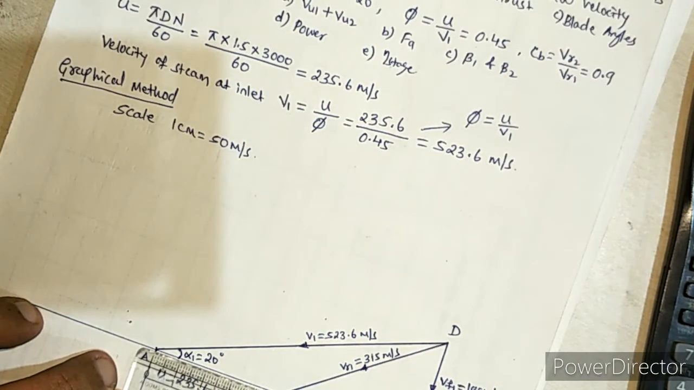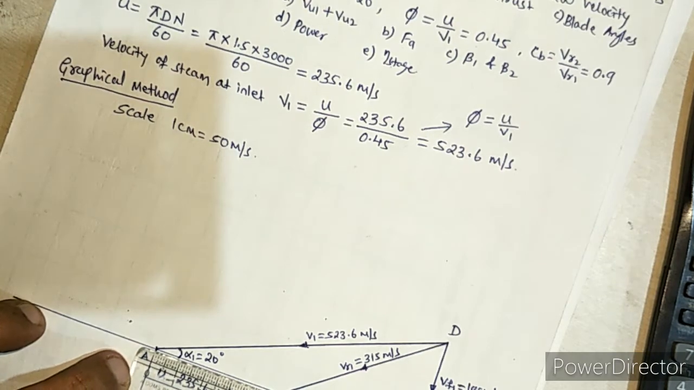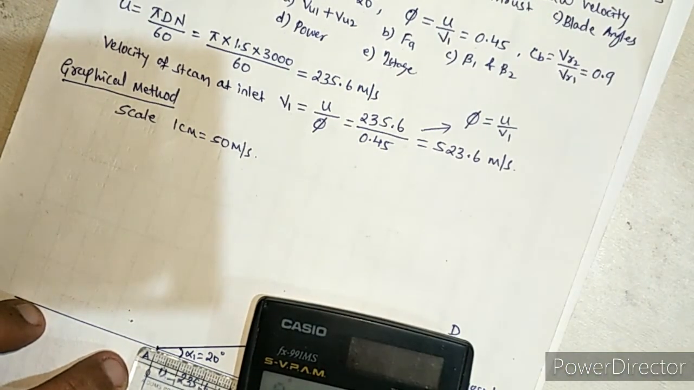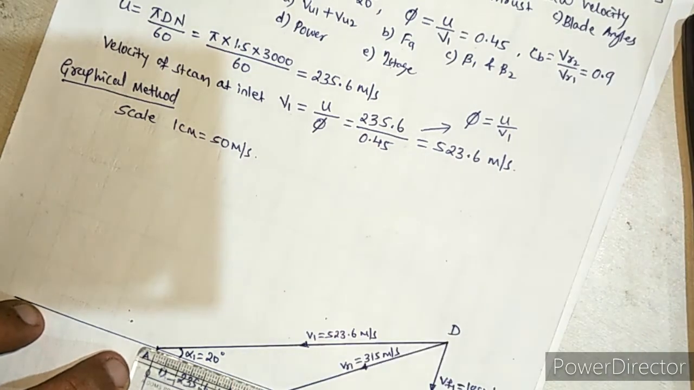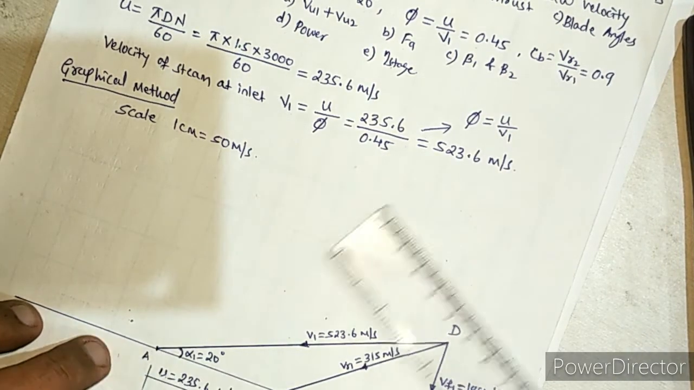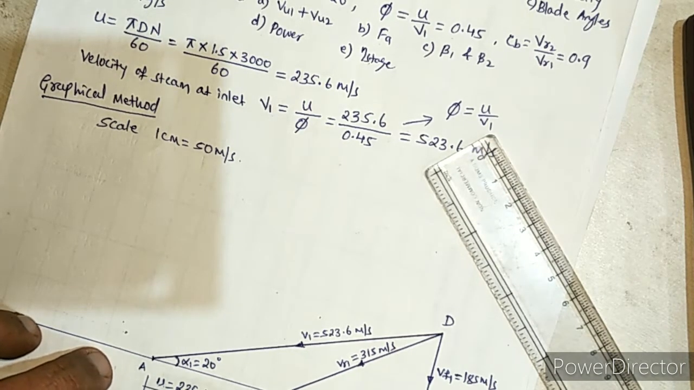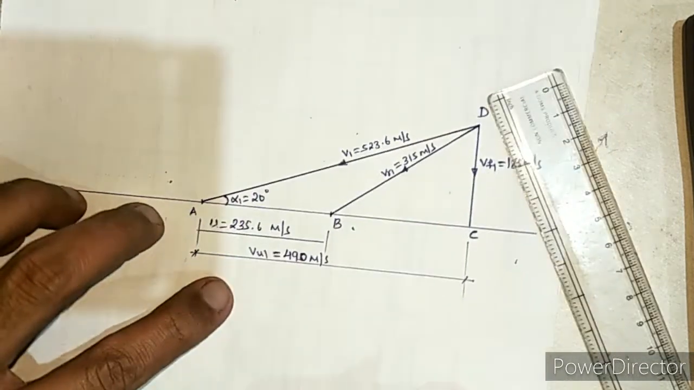The length is 9.8. We'll take it, correct it to 9.8 into 50, so it is 490. Somewhere around 490 we will get. So 490 meters per second.